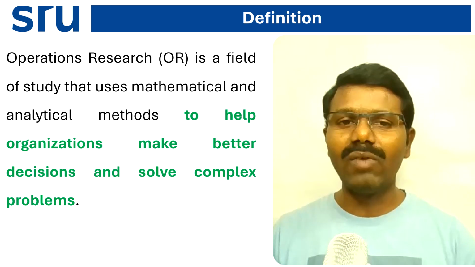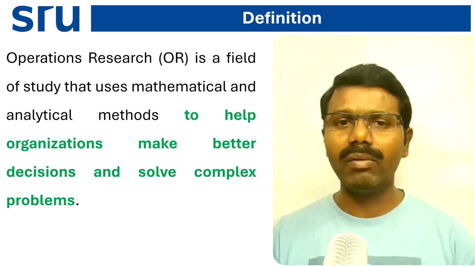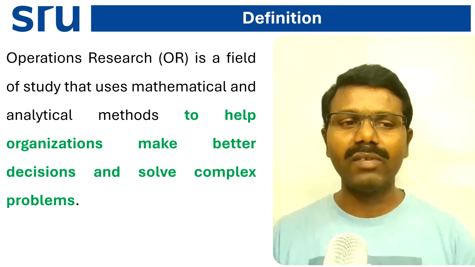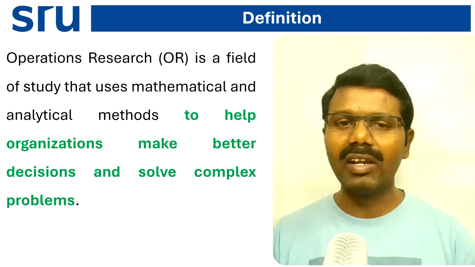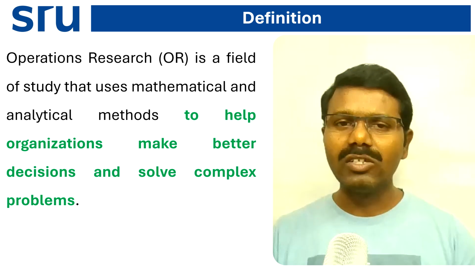First of all, let us see what is the definition of operations research. There are several definitions in the textbooks and all are correct, but here I just wanted to give a basic definition. Operations research is a field of study that uses mathematical and analytical methods to help organizations make better decisions and solve complex problems. So in this subject we are trying to understand how to take a decision based on the situation.